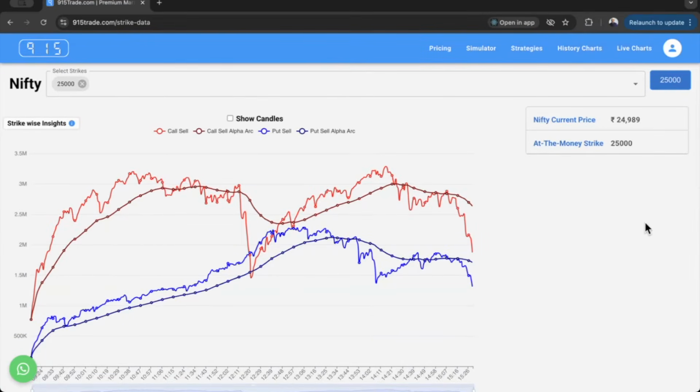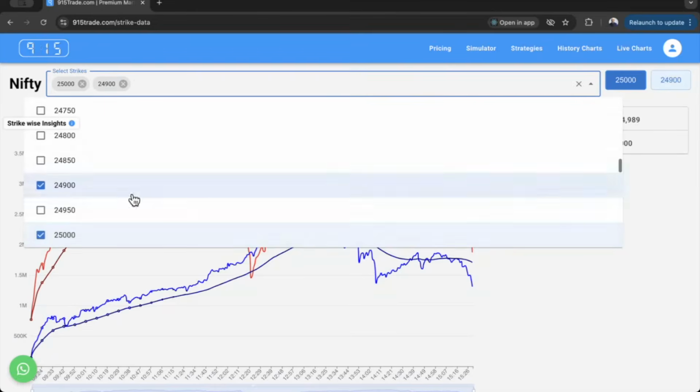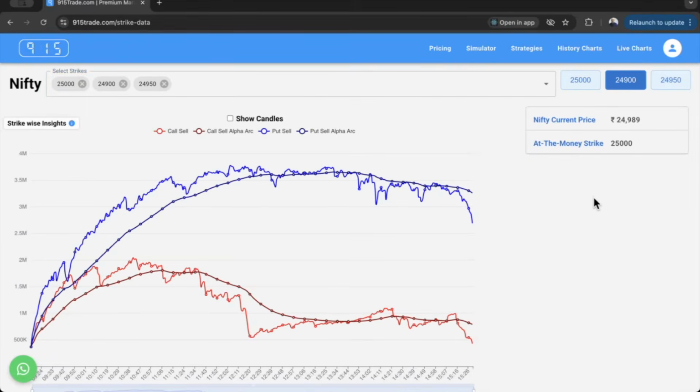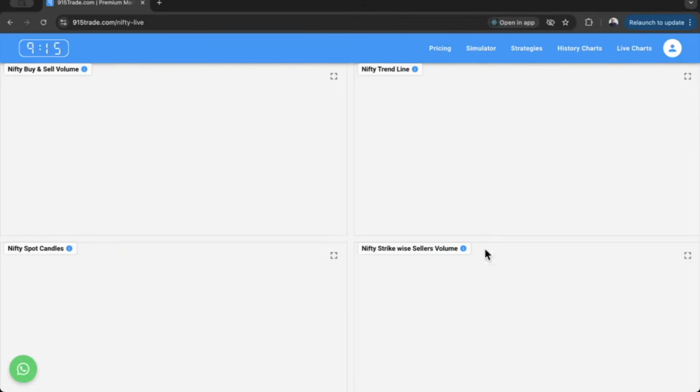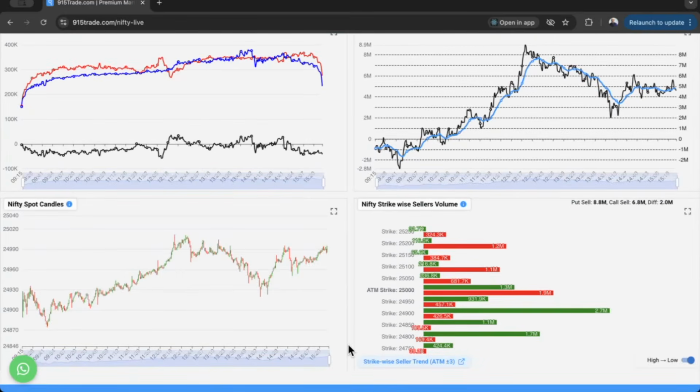Okay, here also we can see 2 or 3 strike prices at a time, right? Yeah, you can add them, 24,900, 24,950, like that. You can add as many strikes as you want, just click on the button, and it will show you that particular strike. In the first basic chart, there is an option at the bottom, multiple strike views. You can do that also. There it is updating too, right? Yes, the strike wise seller trend. Every minute it will refresh. Okay. Thank you. Clear.